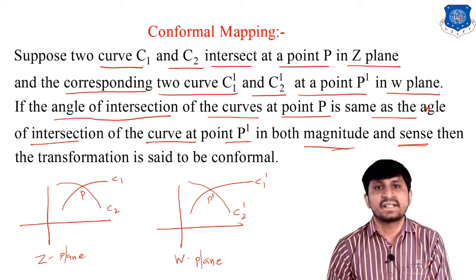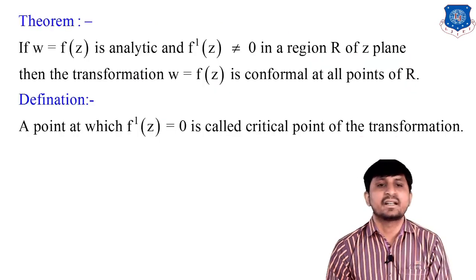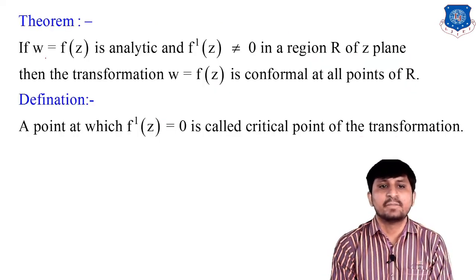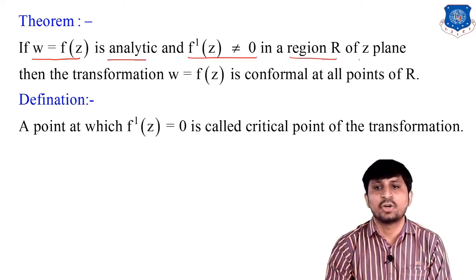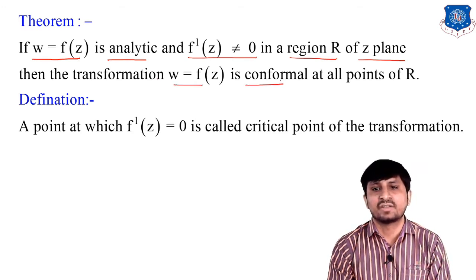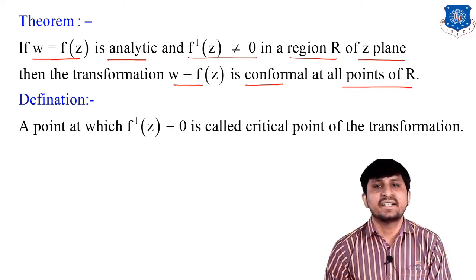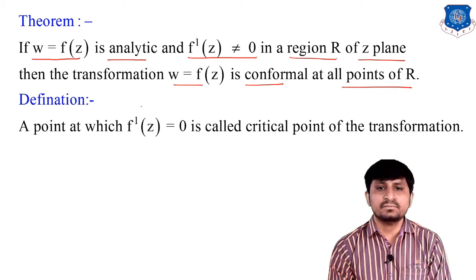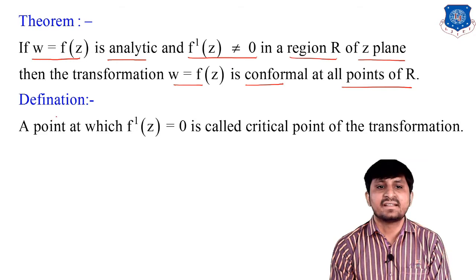So for that there is one important theorem. The theorem says that if w equal to f of z is analytic and f dash z is not equal to 0 in a region R of Z plane, then the transformation w equal to f of z is always conformal at all points of R. So that means if f of z is analytic and f dash z is not equal to 0 in a region R of Z plane, then f of z is always a conformal mapping.